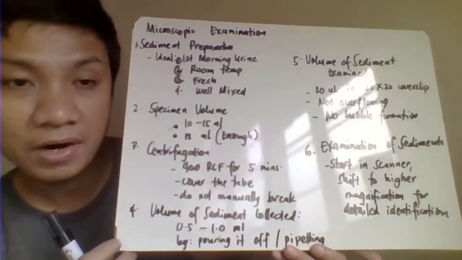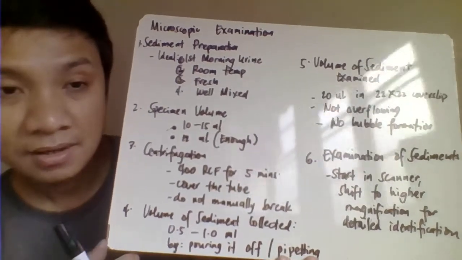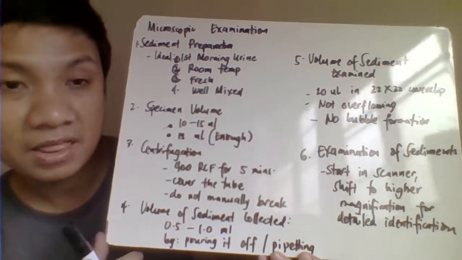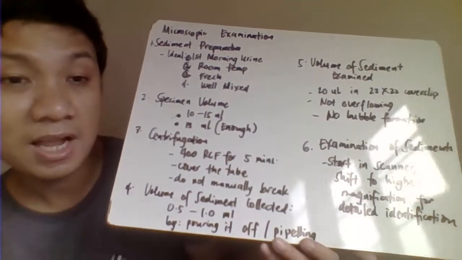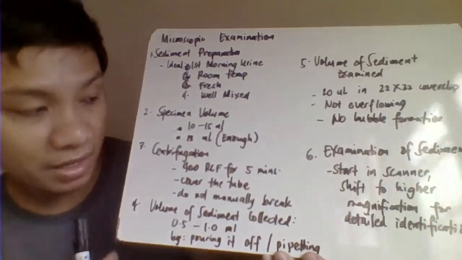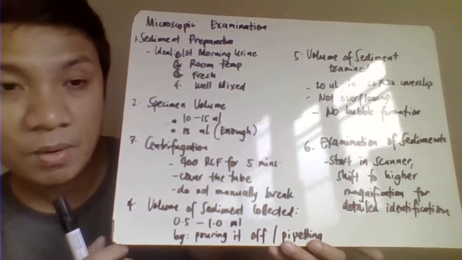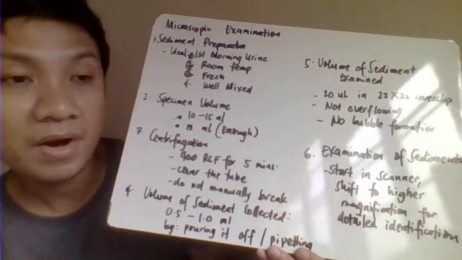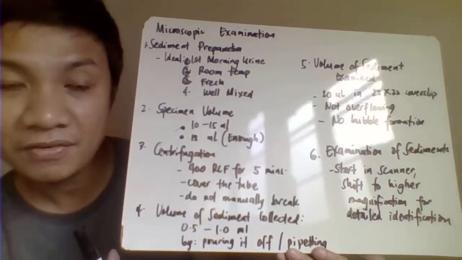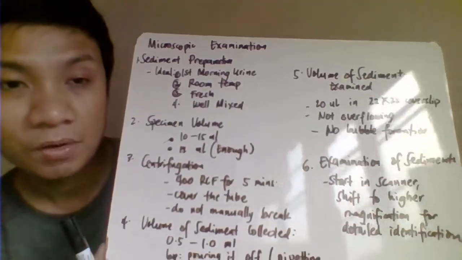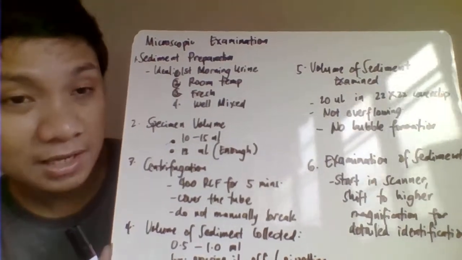Then we have here the specimen volume. The requirement for that is 10 to 15 ml. You should have at least 12 ml. That's already enough to perform the entire routine urinalysis, including your microscopic identification. Then after that, you transfer your sample into your centrifuge tube. So 12 ml, transfer that into your centrifuge tube. Or you could just use a test tube, that's also possible.